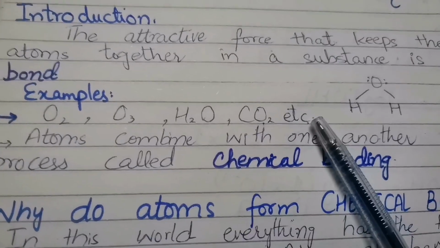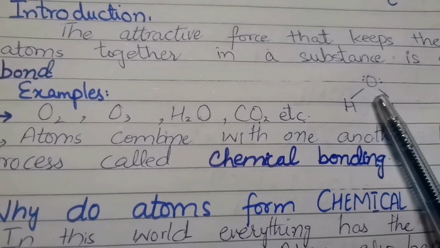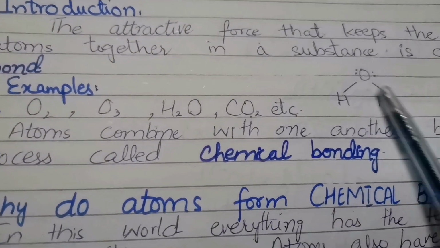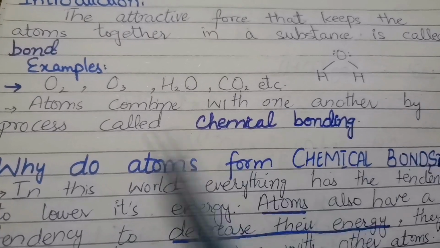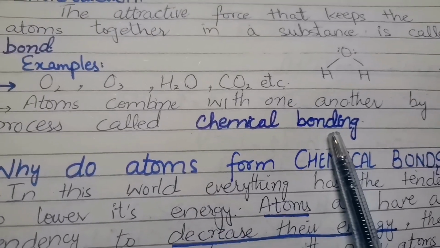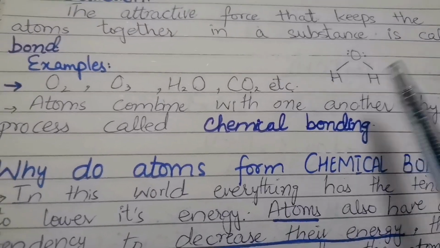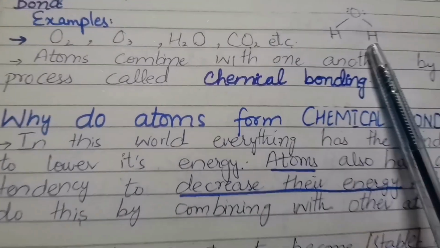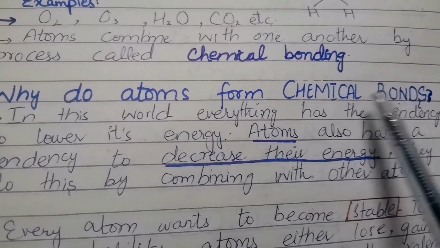There are many other examples as well. So, when atoms are held together in a molecule, then there is attraction force between them, and that attraction is known as bond. Atoms combine with one another by a process called chemical bonding. We call it bond, and the process by which it combines is known as chemical bonding. Now the question arises, why do atoms form chemical bonds?